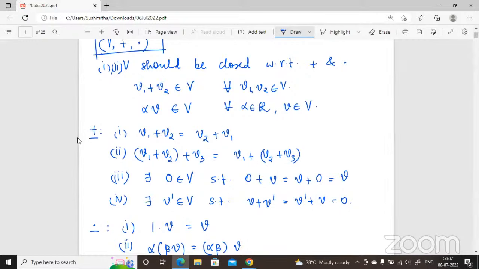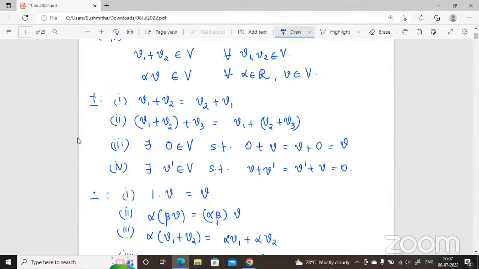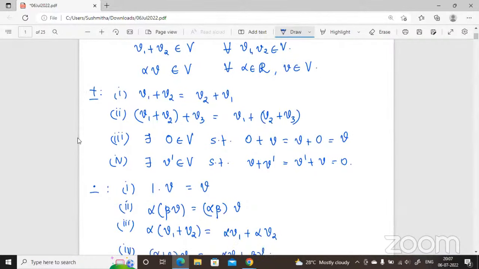Hello, ma'am. Unluckily, I was slightly late. Did I miss something important? No, I just defined what a vector space is. That's it. Okay, ma'am. Okay, thank you.